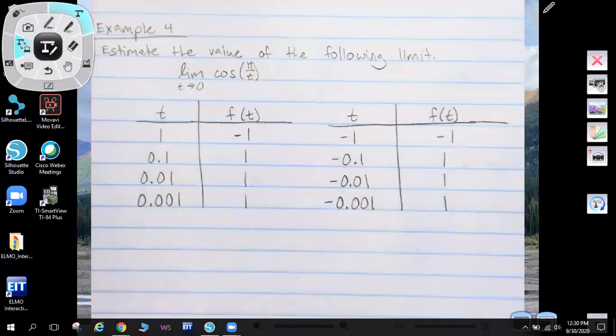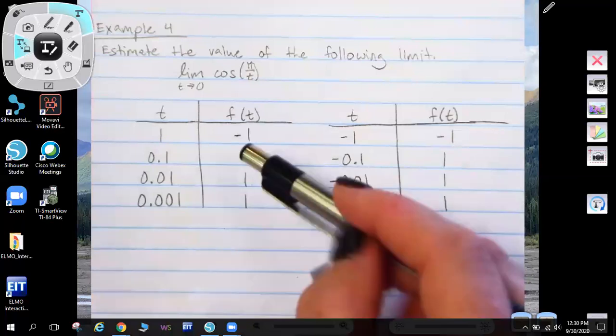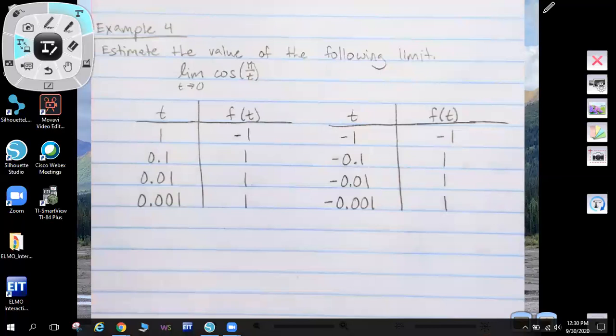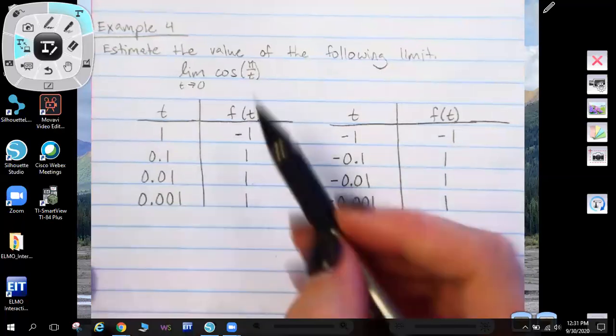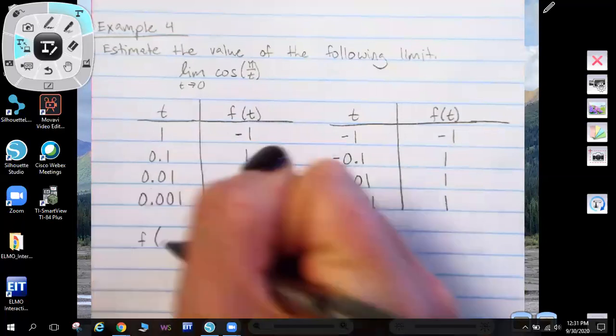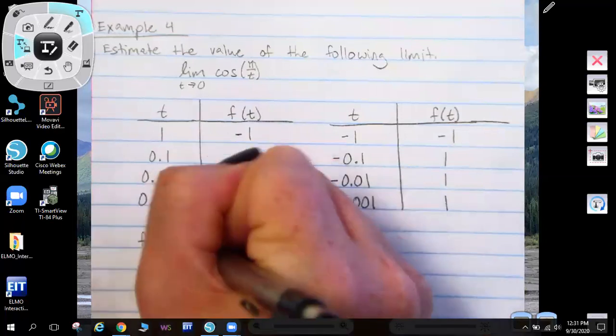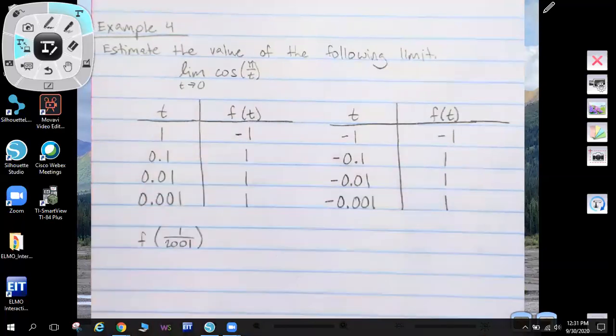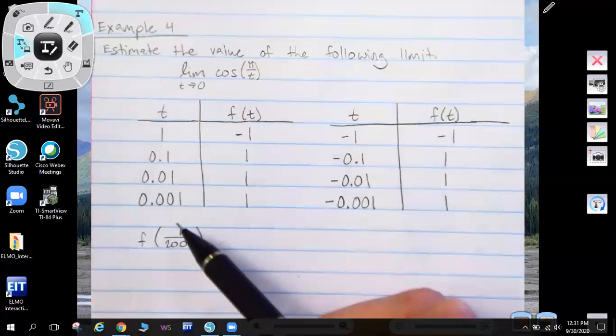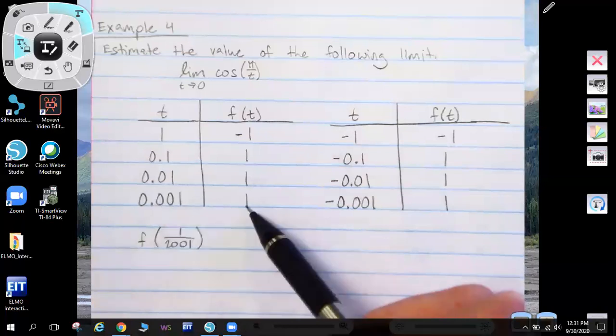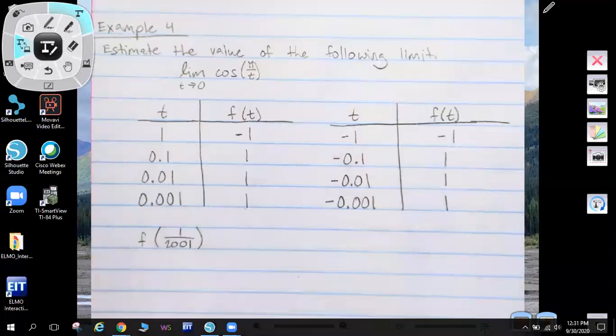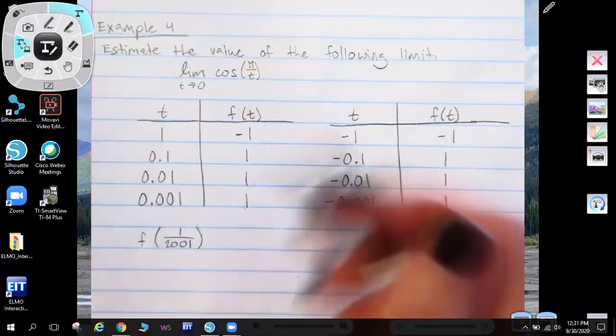If it's a constant function and it truly was constantly 1, then our limit would still be 1. That can happen, but that's not what's happening with this function. I want us to try plugging in a couple other function values, like let's look at f of 1 over 2001. That's closer to 0 than anything we've tried here. That's closer to 0 than 0.001. So if our function's getting closer and closer to 1, or if it's staying 1, then our function value for this number should also be 1.